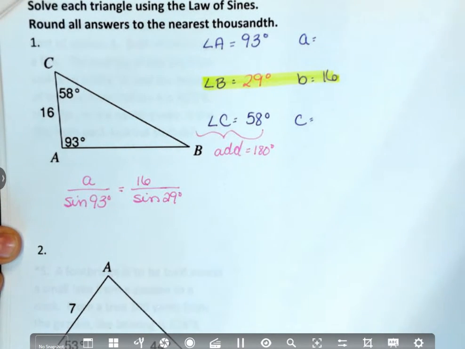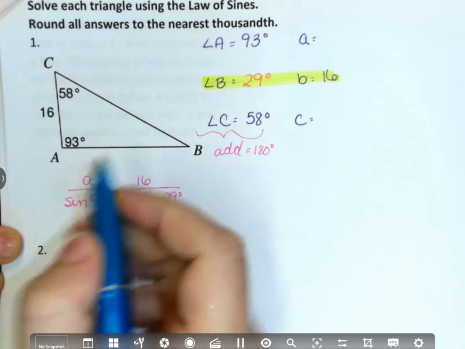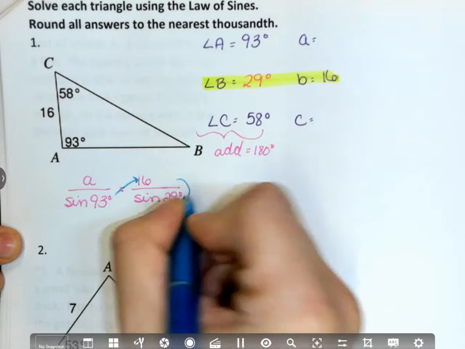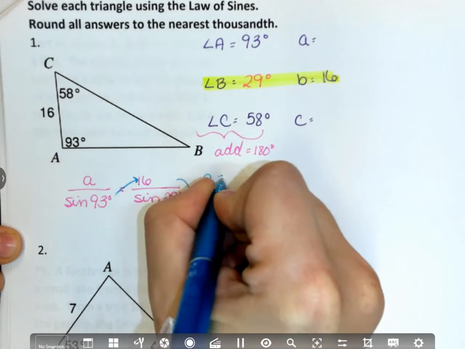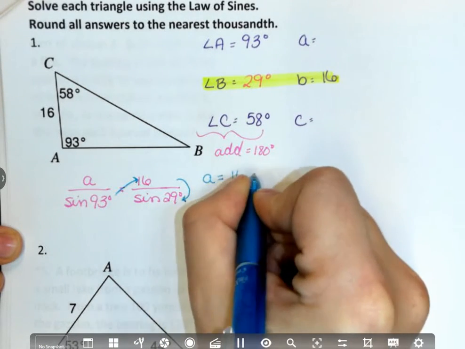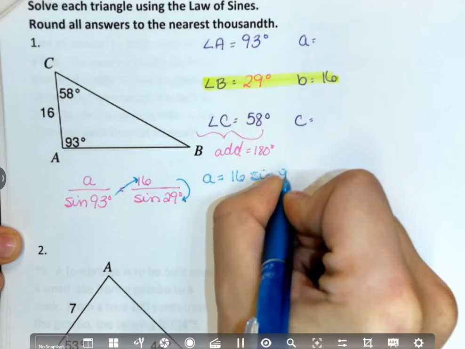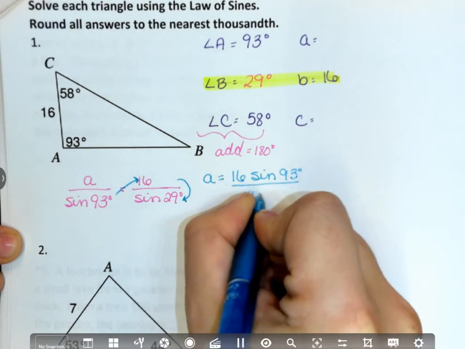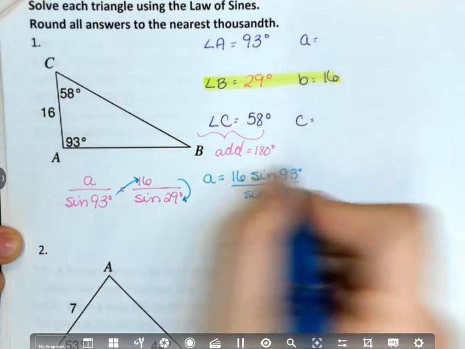Any questions on where that came from? Now the easiest way to solve this problem, since that's where my A is, I'm going to say multiply and divide. So A is 16 times the sine of 93 degrees all over the sine of 29 degrees.